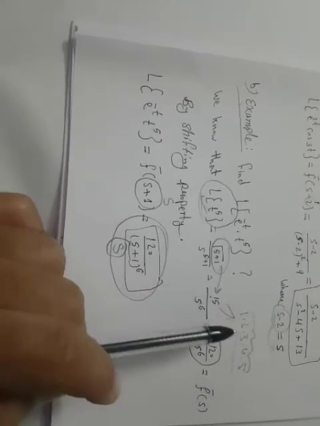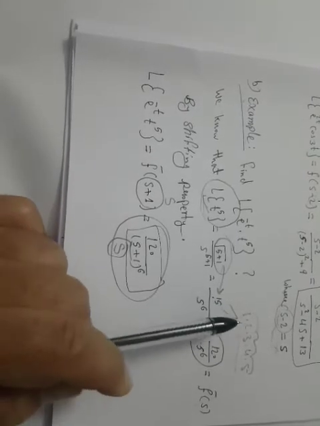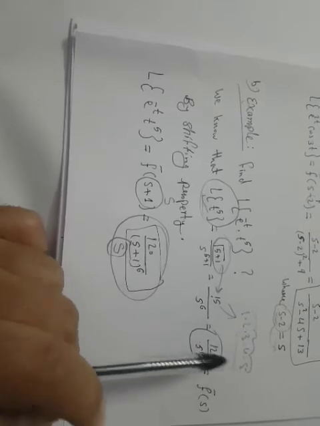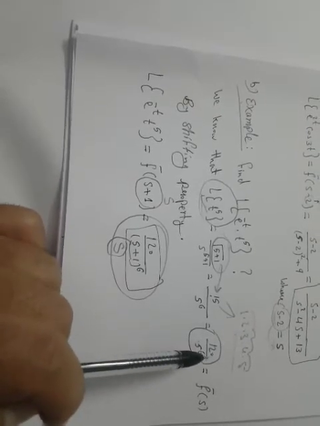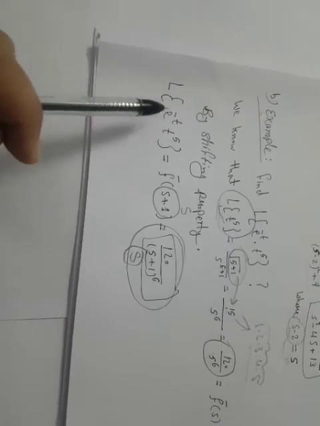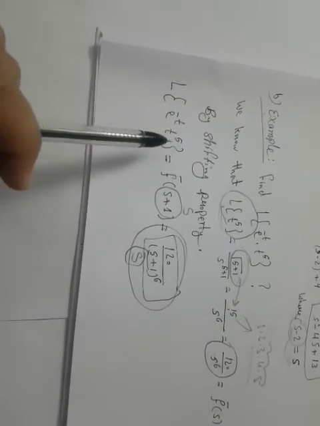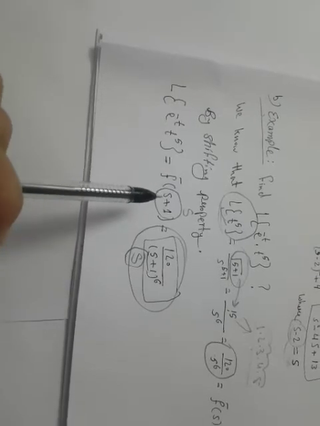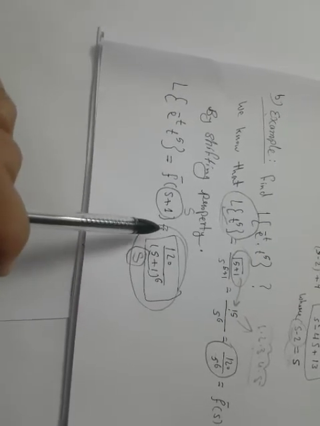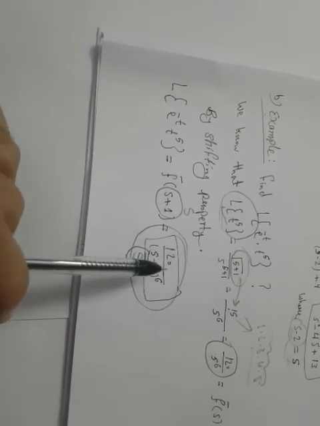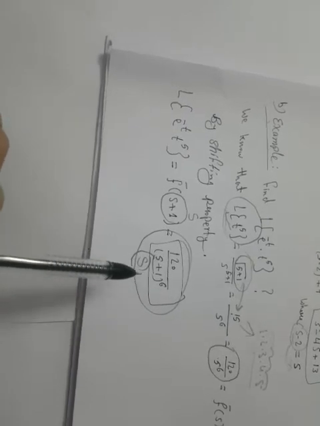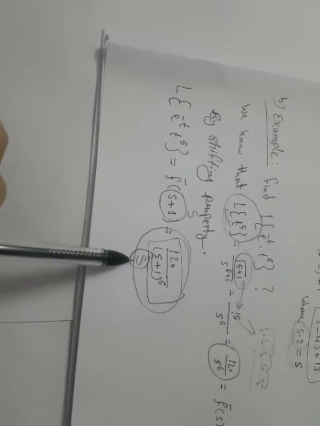So this factorial, we can write 1 times 2 times 3 times 4 times 5, this becomes 120. So by the shifting property we can write the Laplace transform of e to the power minus t times t to the power 5 is equal to f bar of s plus 1. So this s plus 1 is in place of s. So we can write 120 upon (s plus 1) whole power 6. This s plus 1 is in place of s.